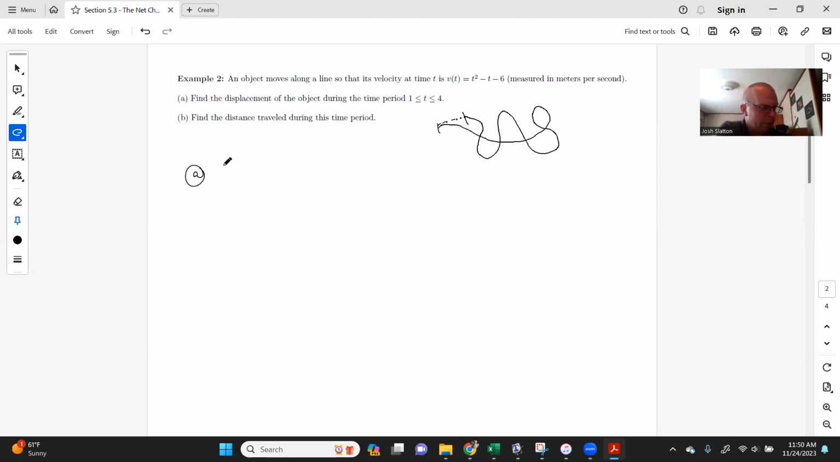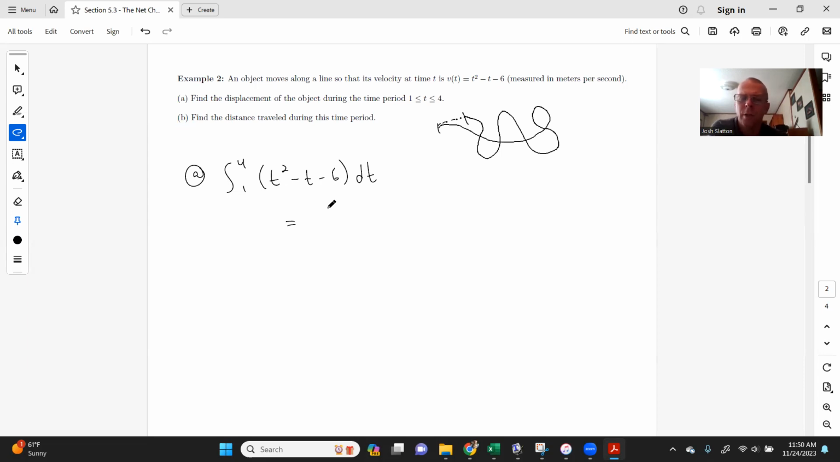And displacement again is basically the net change. So what was the net change from where you started to where you ended? And so we're just going to integrate the velocity from 1 to 4. And this should be a fairly easy integral to calculate. So use the power rule.